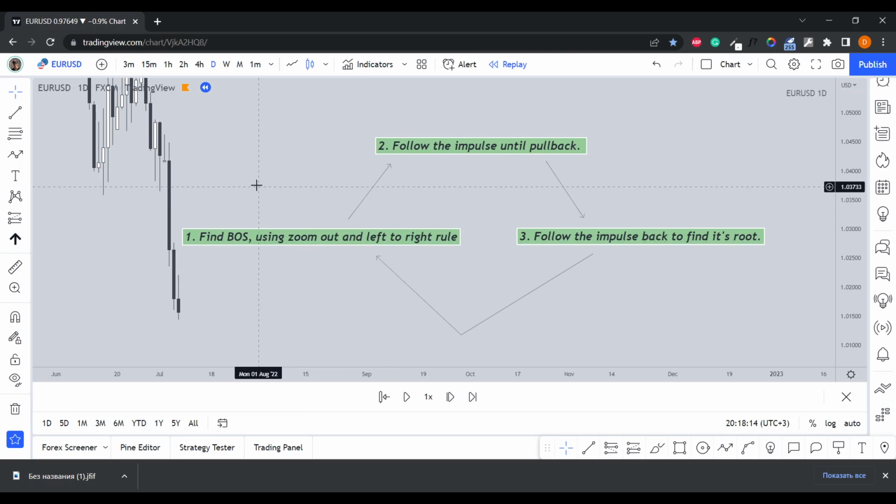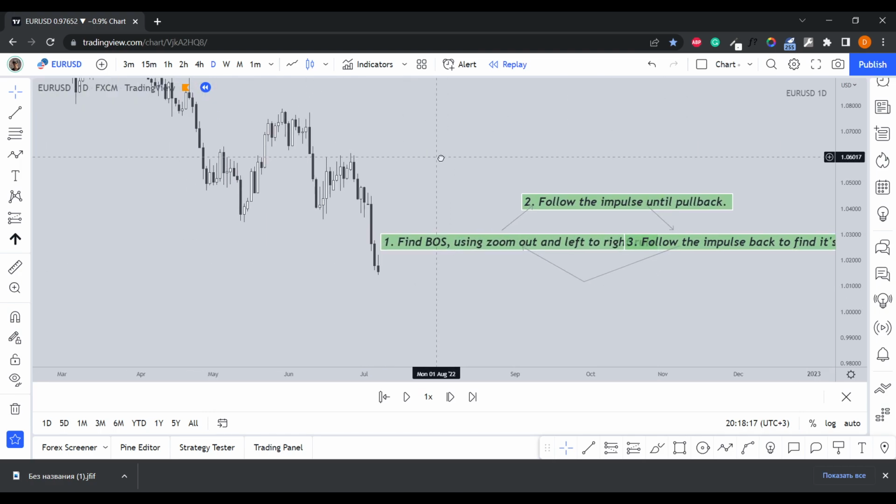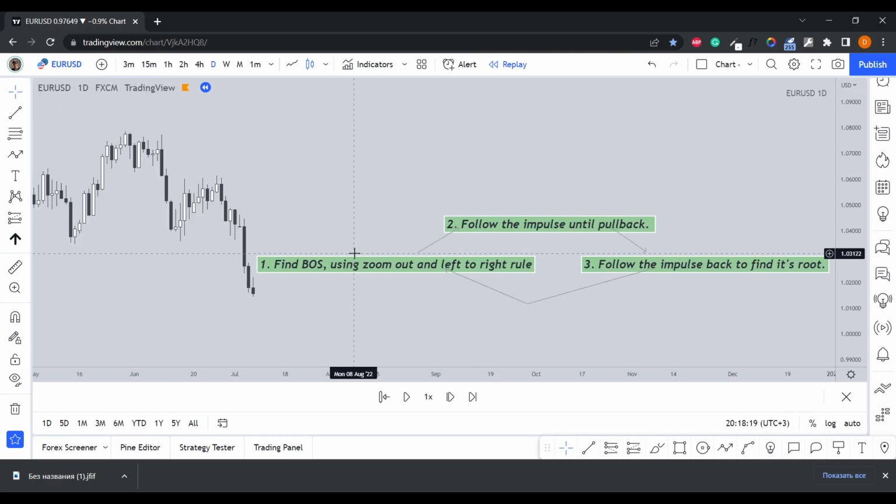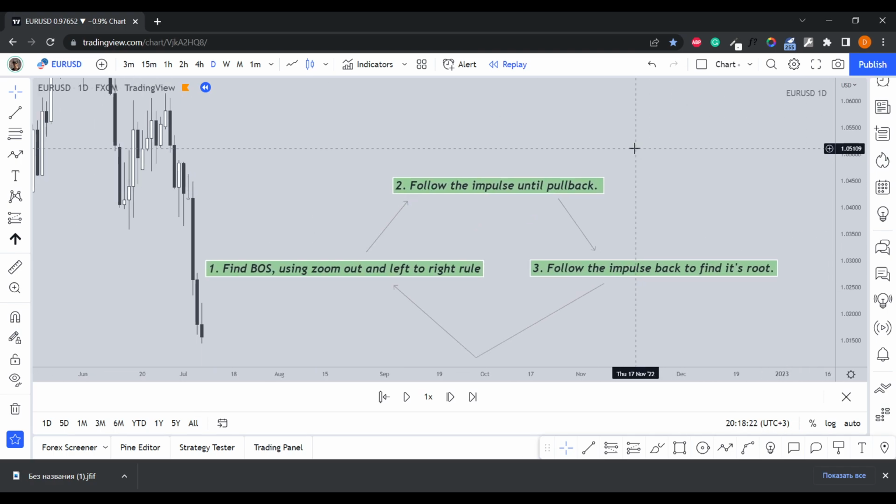What it means is you want to zoom out and start to find breaks of structure using our left to right rule. Then, once you find your recent break of structure, follow the impulse until the pullback. For example, if we see that this is an impulse, we of course want to find the end of the impulse first. So we follow the impulse until pullback happens, and then we mark up the low. The low would be the lowest point, or the highest point if it's a high in a bullish impulse, before the pullback.